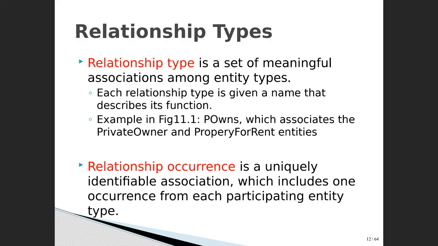What is the relationship type now? It's a set of meaningful associations between or among entity types. Each of these we call an entity type: Student entity type, Courses entity type. And Register is the relationship type. We call it relationship type. It can be a straight line providing a link between entities.